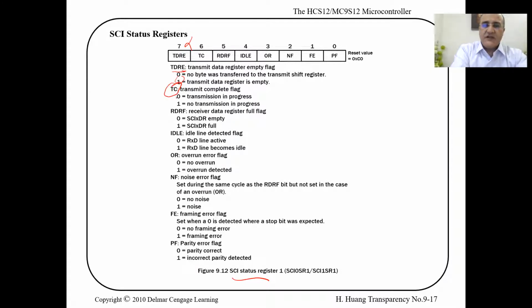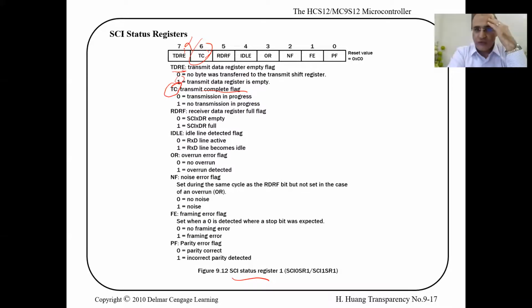The TC, transmission complete flag, is here. This indicates that both the data register and the shift register are empty. So maybe this would do it, or this. Okay, something we would need to be checking to check if the transmit is done.